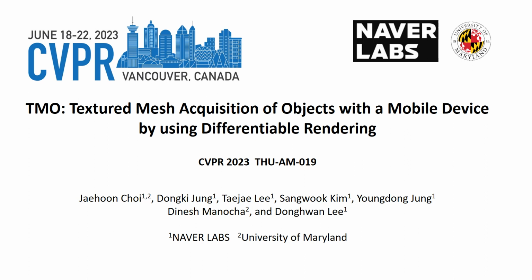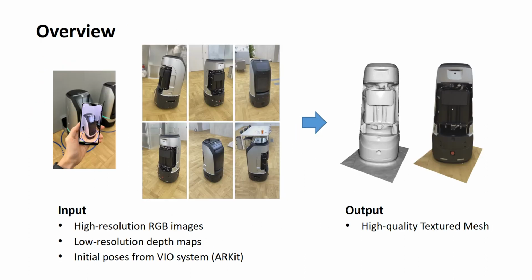Today I will present our work TMO, Textured Mesh Acquisition of Objects with a mobile device by using differentiable rendering. Thanks to advances in technology, current mobile devices such as iPhone or iPad can produce valid pose tracking results and low resolution depth maps from LiDAR sensor. Our goal is to reconstruct a high-quality textured mesh using all information from mobile device.